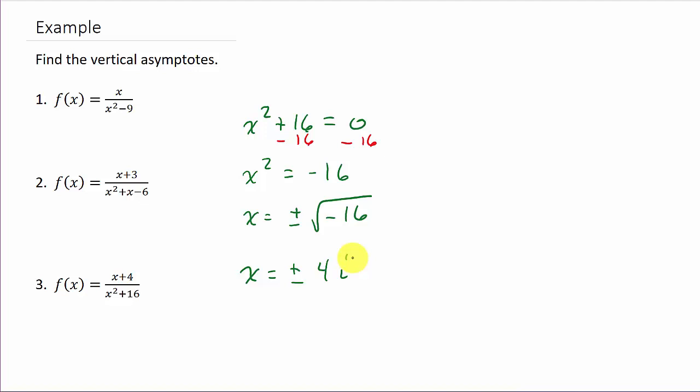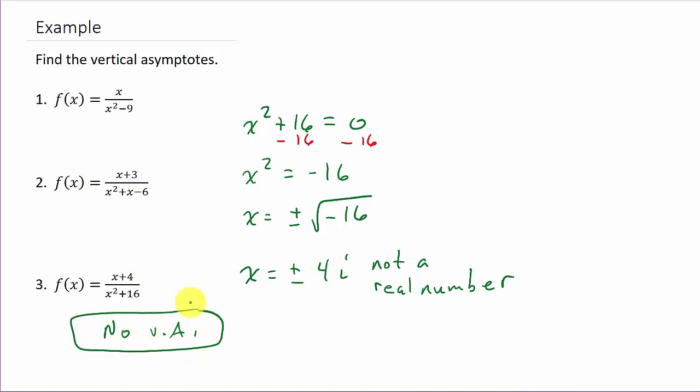So what happened? This is not a real number. This is an imaginary number. So there's not a real number that makes the denominator 0. So for this one, there are no vertical asymptotes.